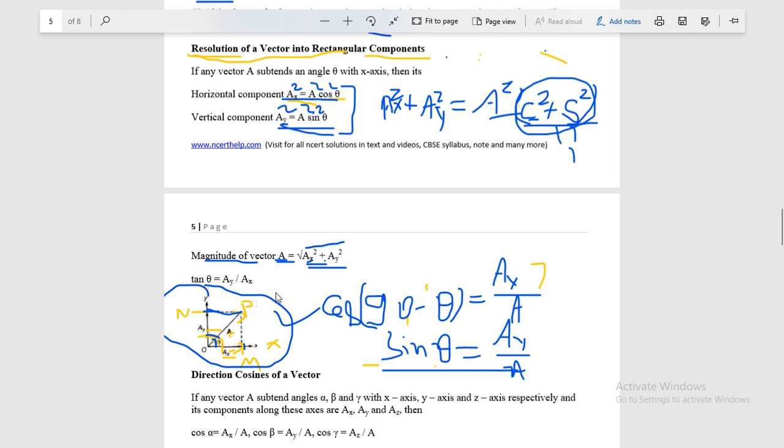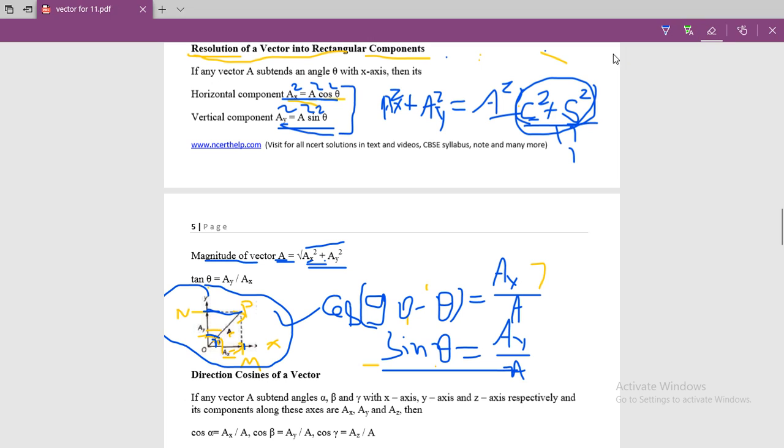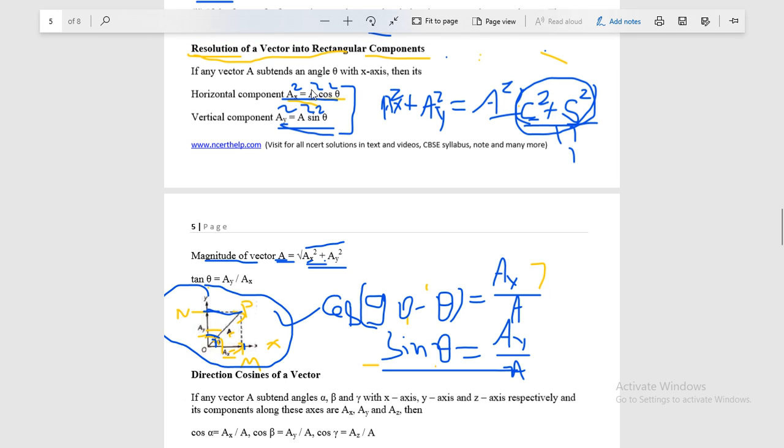Okay, now if you want to find out this angle theta, the angle between component ax and vector a, then again we are going to use these equations. I am going to erase this square so we can understand things easily.